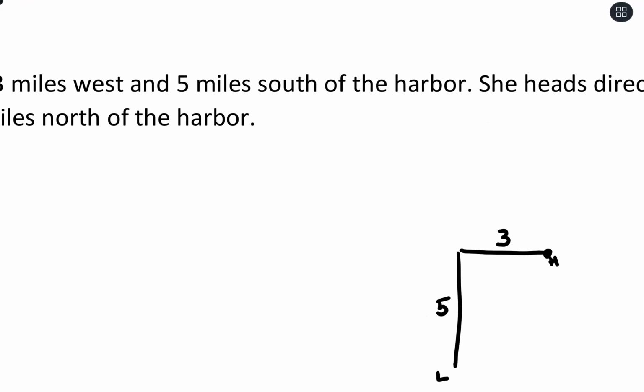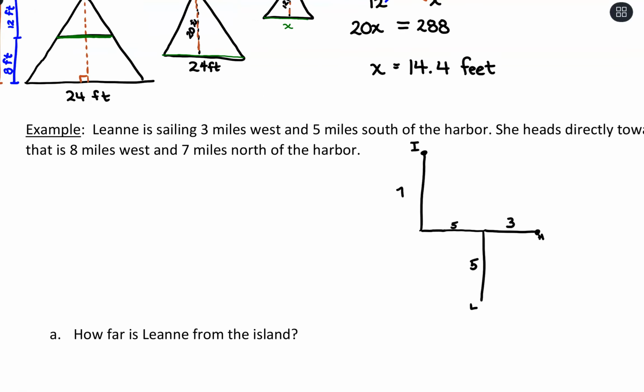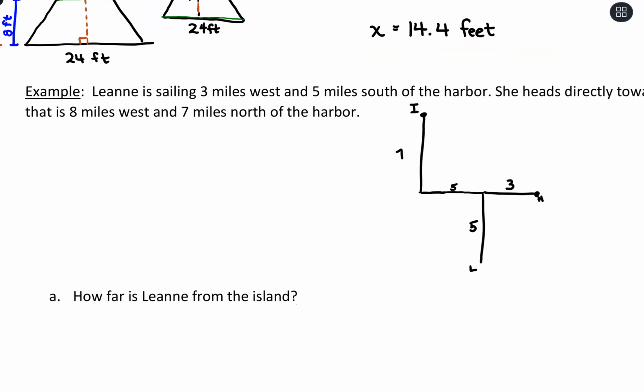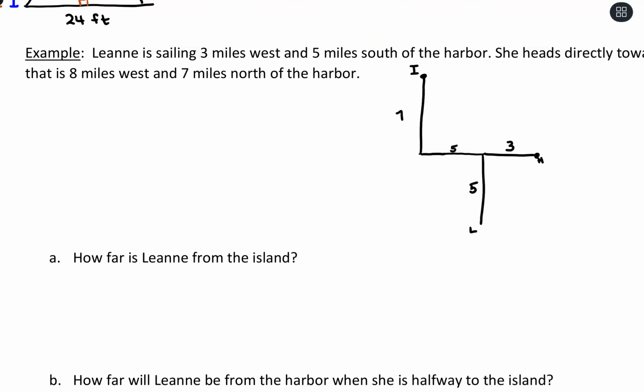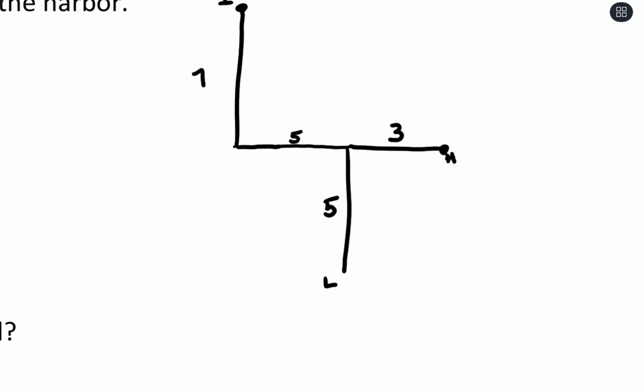So let's see, 8 miles west. So we're going to go 5 miles further. Let's put a 5 there. So we have a total distance of 8. And then we're going north 7 miles. And that's where the island is. Okay. There's our picture. Not too bad, but not too great either. Okay. How far is Leanne from the island?